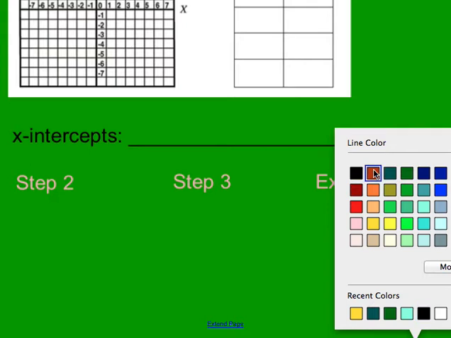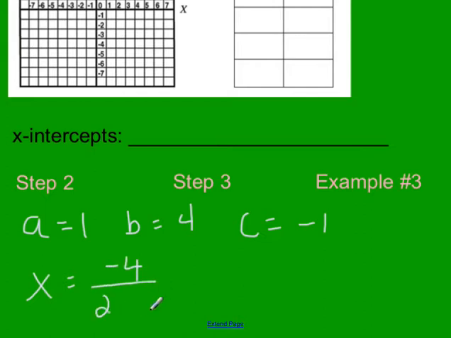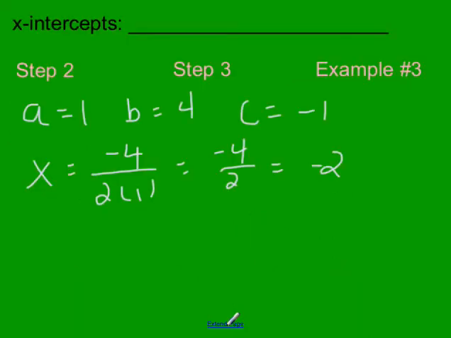First, I want to write out my a, my b, and my c. So a is always with the squared term, so a is equal to 1. b is equal to 4, c is equal to -1. Now I want to plug that into my vertex formula, the opposite of b over 2a. So x is equal to the opposite of b over 2a. So now I have -4 divided by 2. -4 divided by 2 is -2. So the x-coordinate of my vertex then is -2.